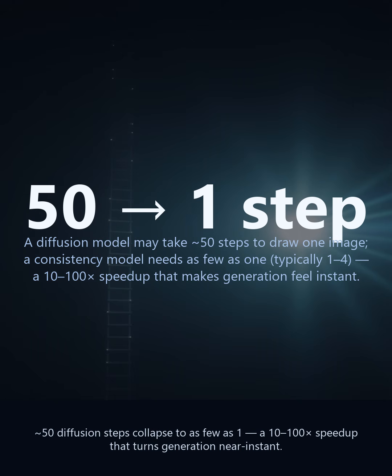Here is the number that captures it. A traditional diffusion model might take 50 steps to draw one image. A consistency model needs as few as 1, and typically 1 to 4. That is a 10 to 100 times speedup, turning multi-second generation into something that feels instant. Speed like that is what unlocks real-time and interactive image AI.